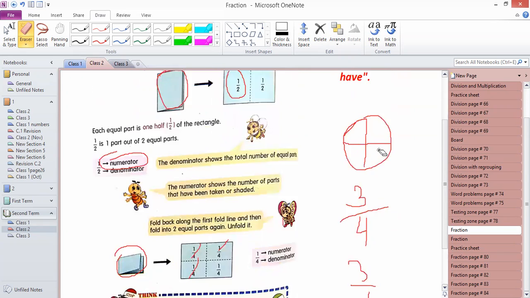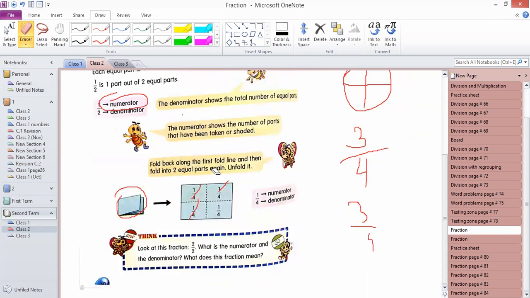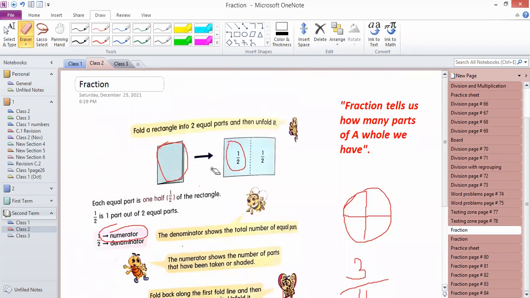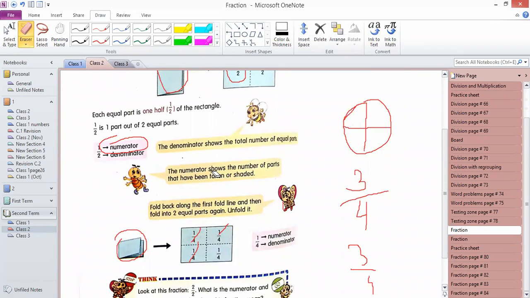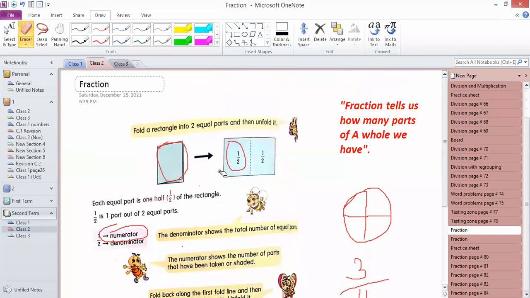Same if you divide a chocolate, let's suppose, into 4 equal parts and you want to eat 1 part. That means you want to eat only 1/4 of the chocolate. 1/4 means out of 4 parts, you want to eat only 1 part. So when you divide anything into equal parts, each part represents one of the fraction. If you want to represent 1 portion, 2 portions, 3 portions, for that you will use fraction.